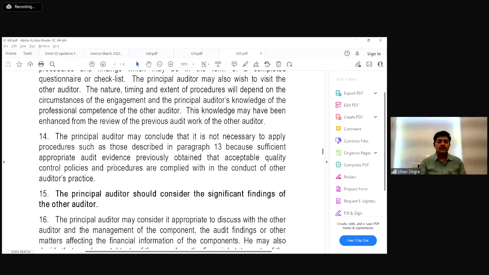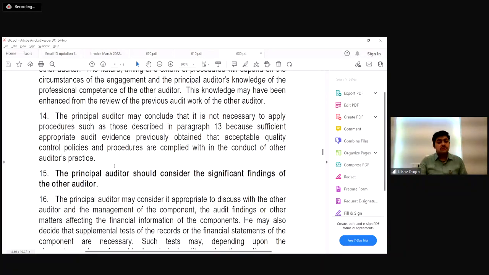And then the principal auditor may conclude that it is not necessary to apply the procedures such as those described in para 13, because sufficient and appropriate audit evidence was previously obtained, and acceptable quality control policies and procedures are complied with in the conduct of the auditor's practice. So if the auditor is also a member of ICAI, the principal auditor may cut short the checklist and the questionnaires, or the questions he is raising upon the nature, time, and extent. He can plainly rely upon it.